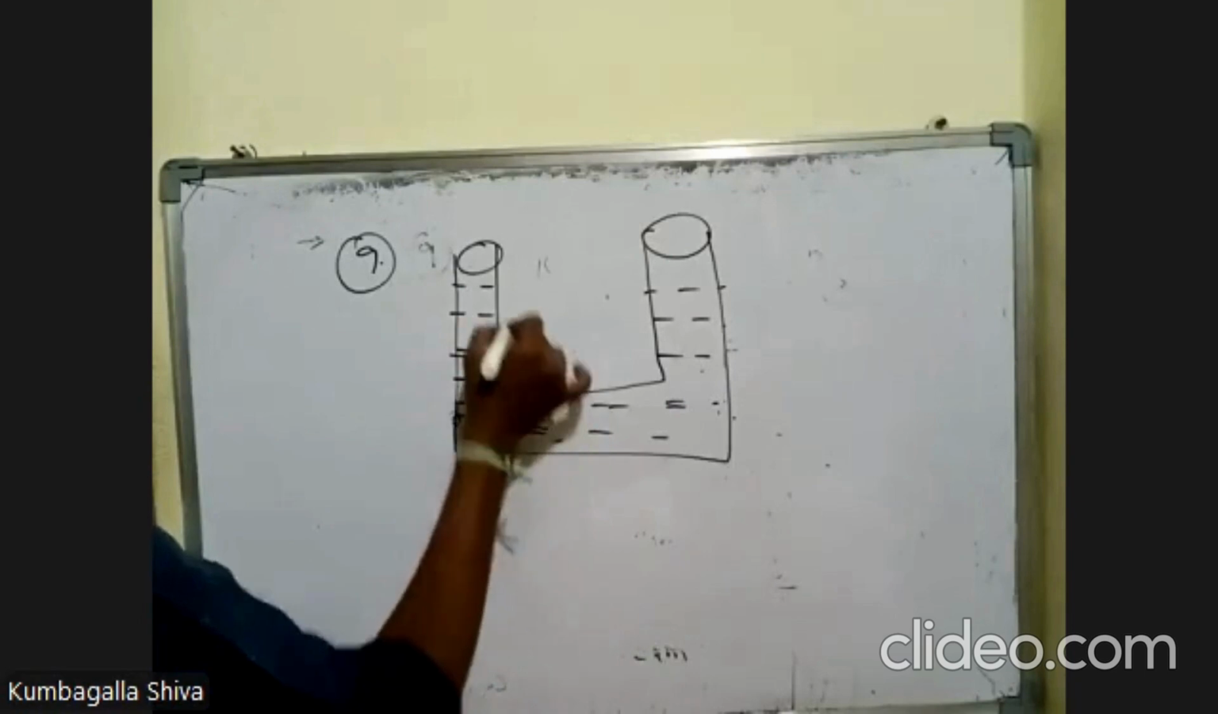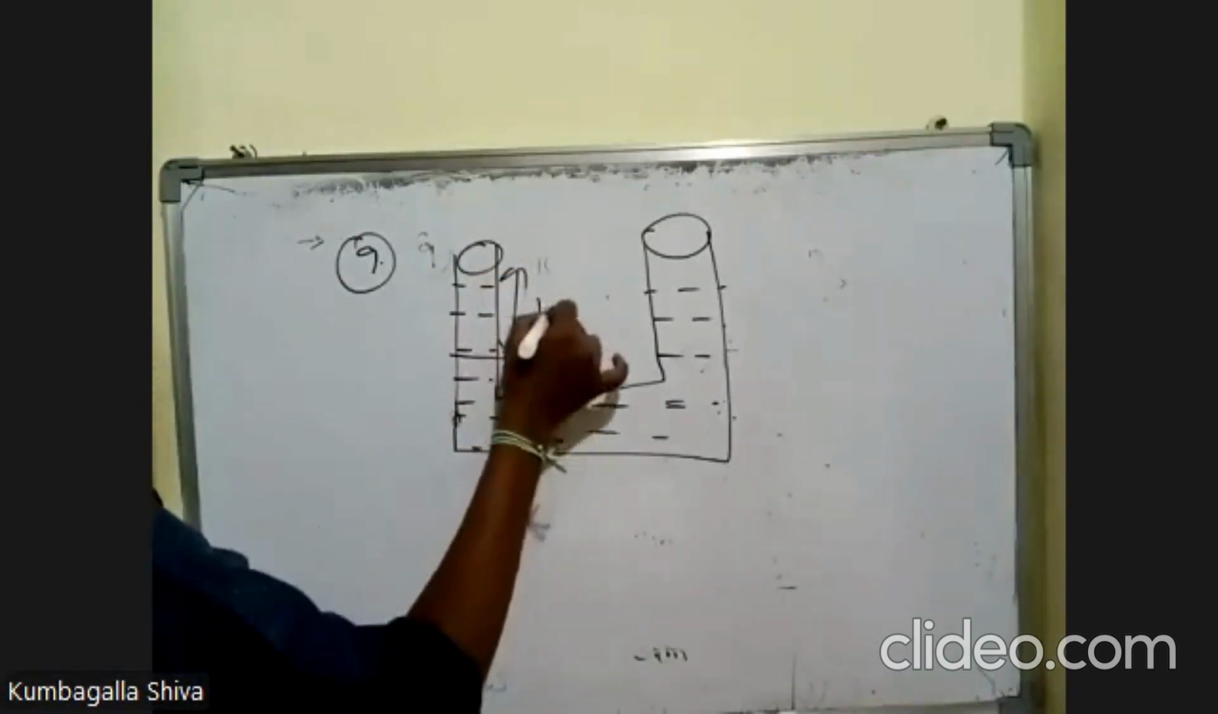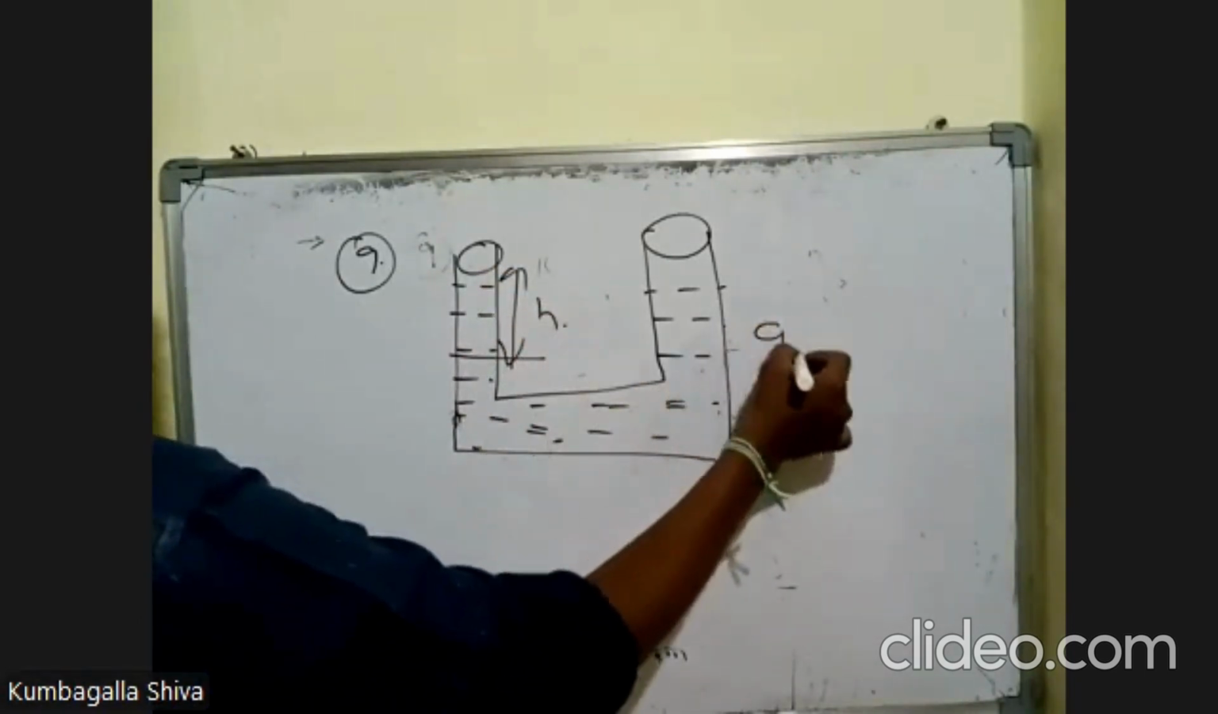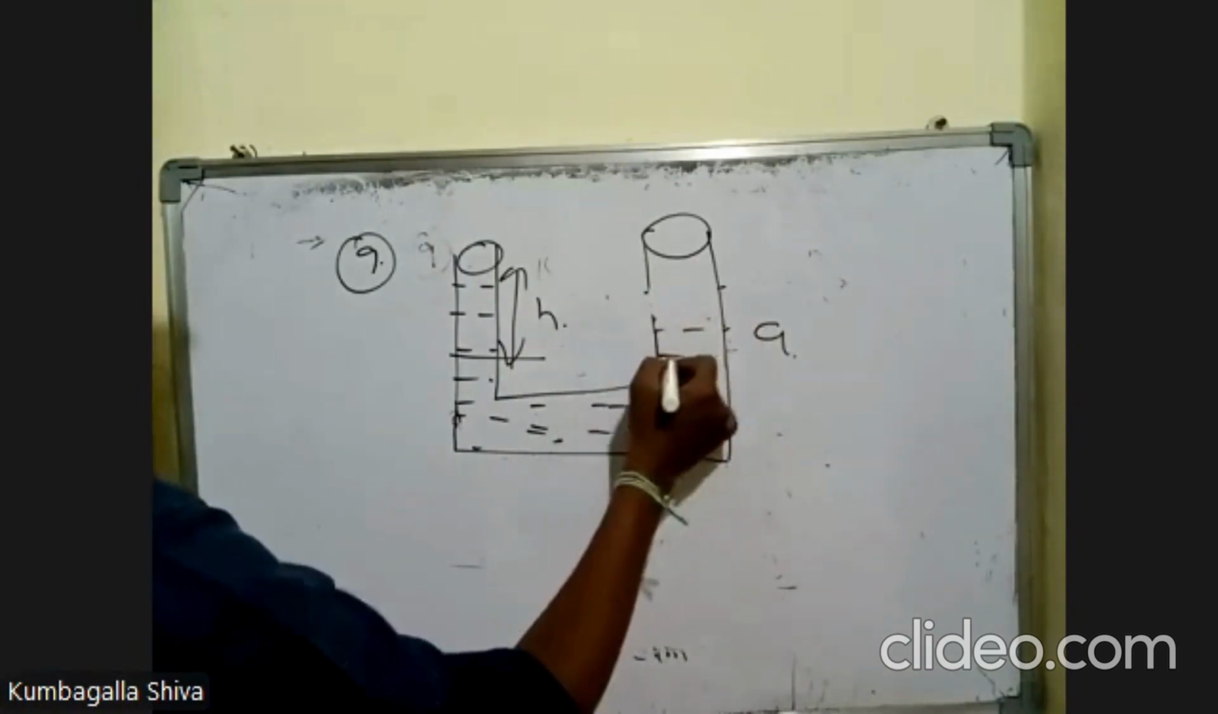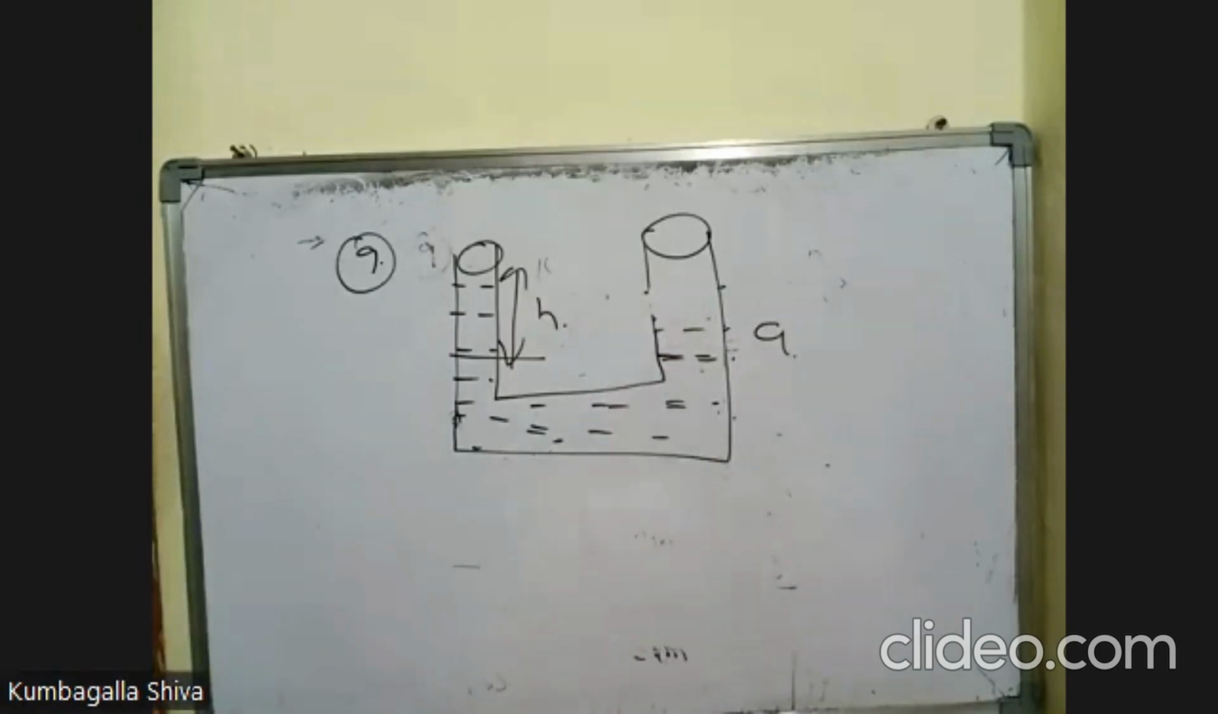And here, this is the h height, and this is the system is accelerating. It is a little bit down. Okay. You can see clear.